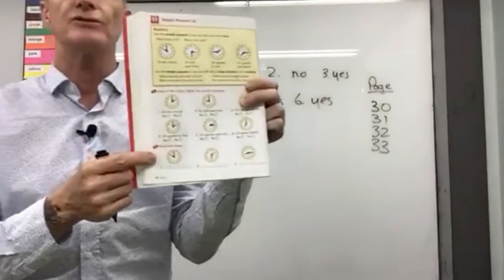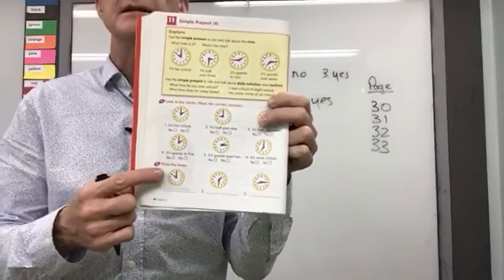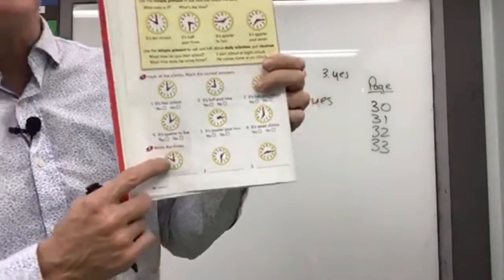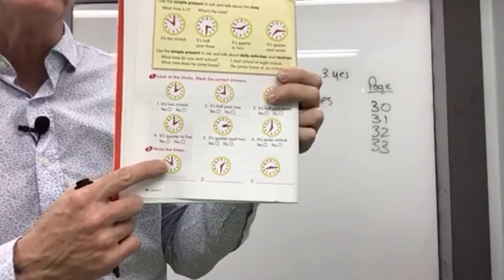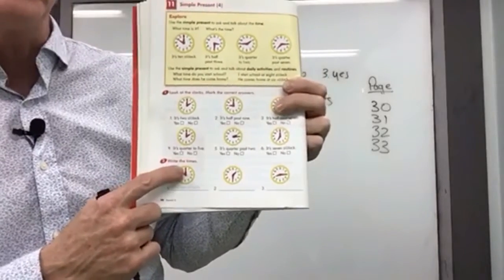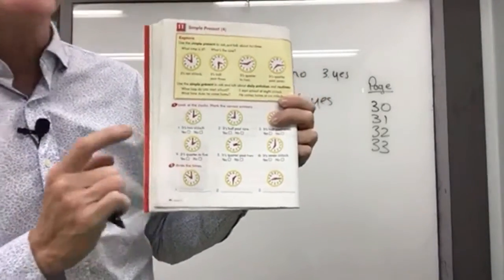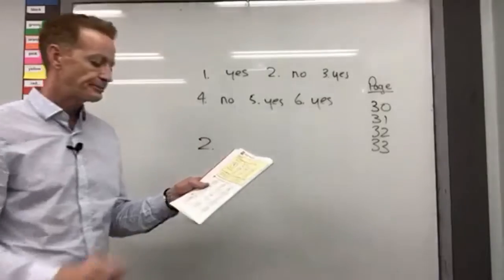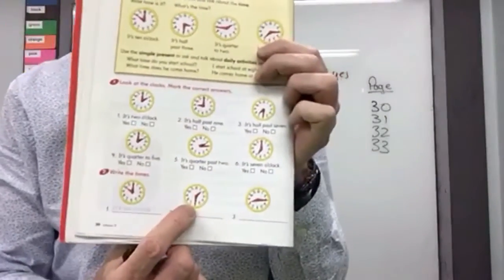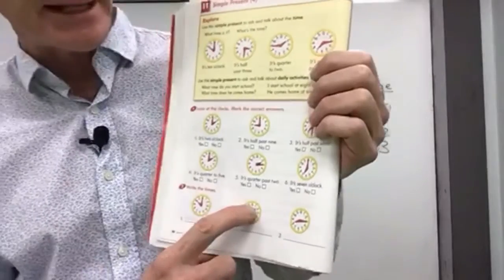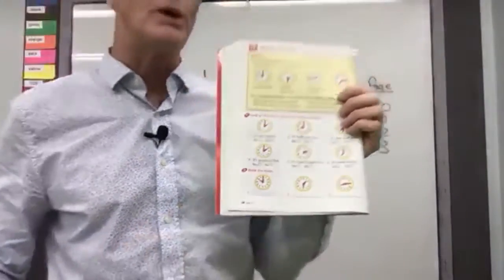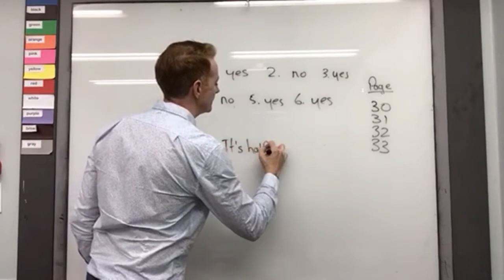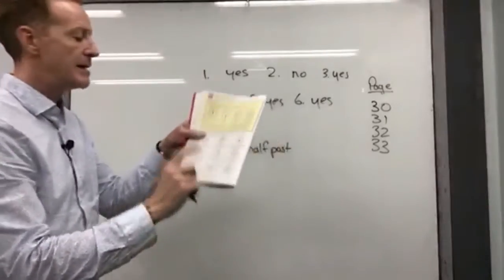For the number 2 exercise, we have to write the time. Number 1 is already done. It's 10 o'clock. The little hand is on 10, that is the hour. And the big hand is on 12, so that is the start of the hour. So it is 10 o'clock. All right, what about number 2? What time is it? Where is the little hand? It's still on the 1. So it's 1:30.